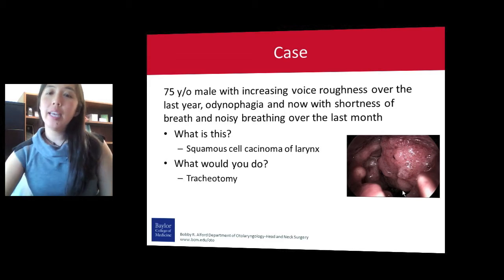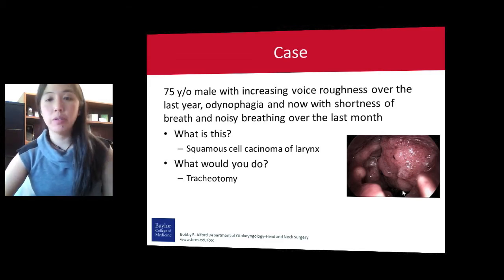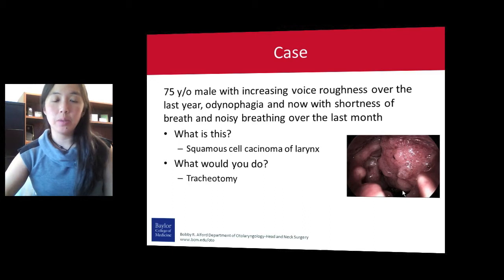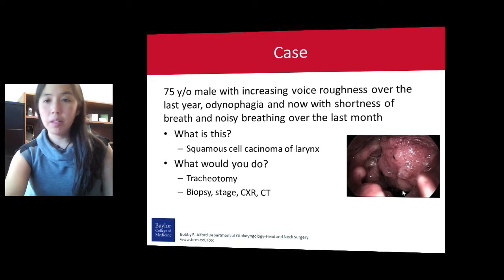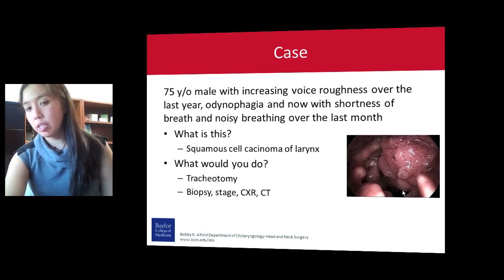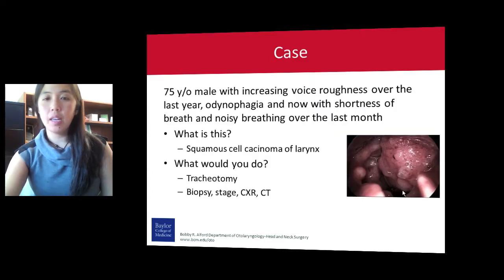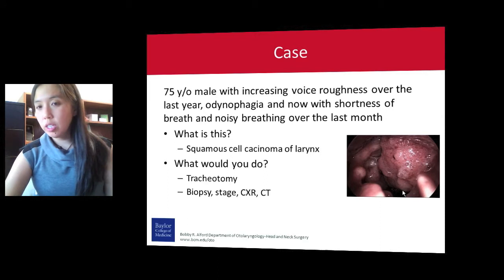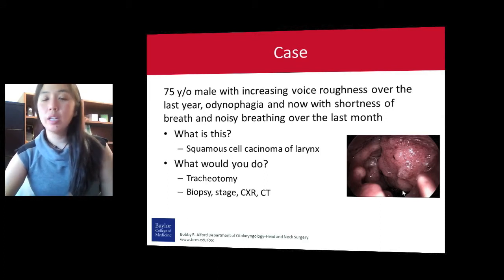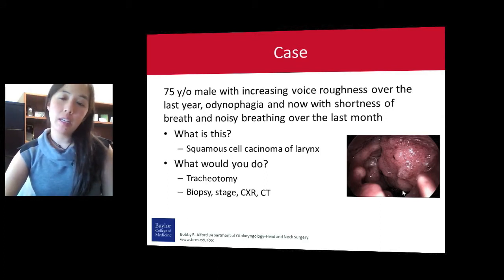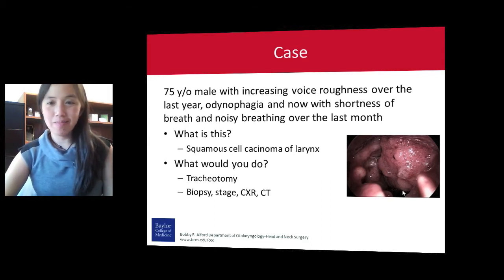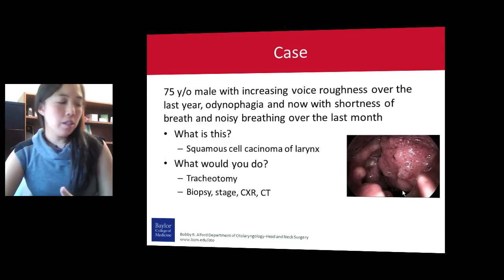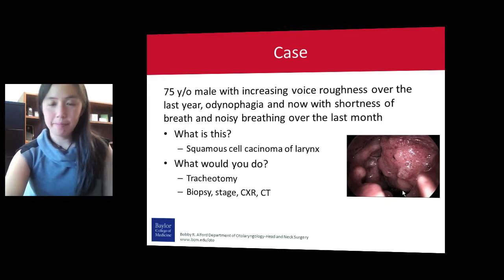In this particular case, because he has so much airway obstruction, most otolaryngologists would choose to perform an elective tracheotomy, followed by biopsy, staging with the chest x-ray and CT of the neck to look for lymph node metastasis, and then treatment for a large lesion like this, depending on the stage, might include laryngectomy versus chemo and radiation. But that is the topic for another lecture. Specifically, we're here to talk about the trach.